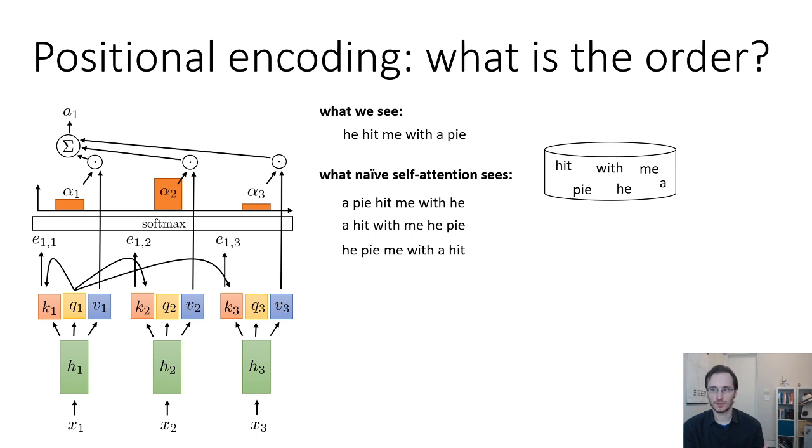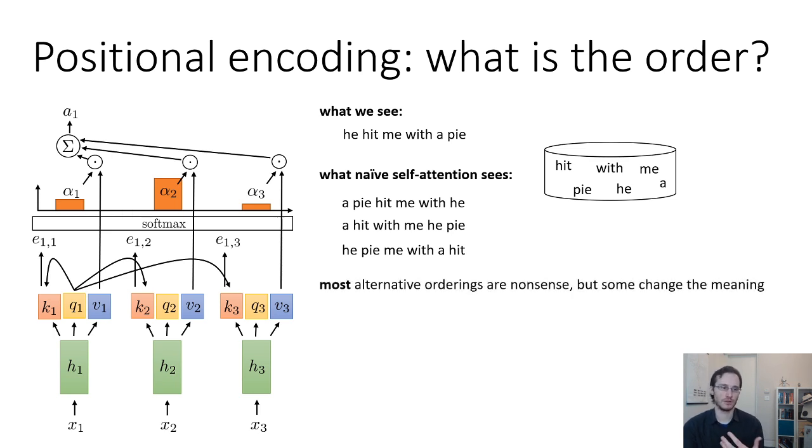So to the self-attention model, all permutations of these words would look the same, right? And some of these permutations are nonsensical, some of them mean the same thing, and some of them actually might mean something different. Most alternative orderings are nonsense, but some actually change the meaning of the sentence. So you really do need to keep track of the order of the tokens in order to process the sequence correctly. So in general, the position of words in a sentence carries important information, and we would very much like to preserve that information when using our self-attention model.